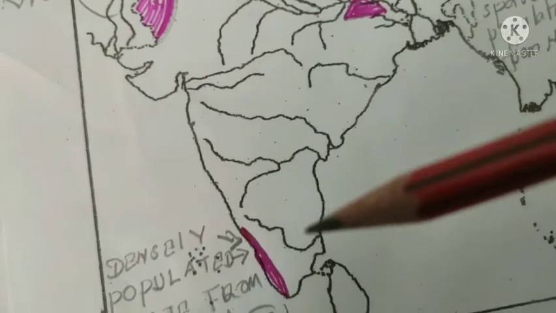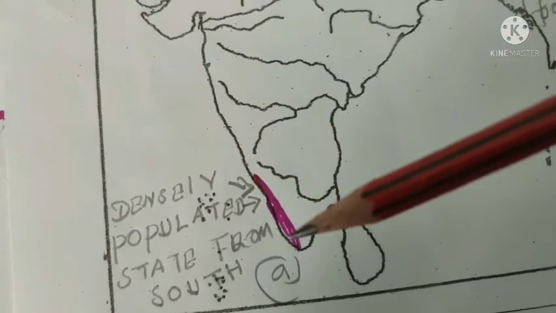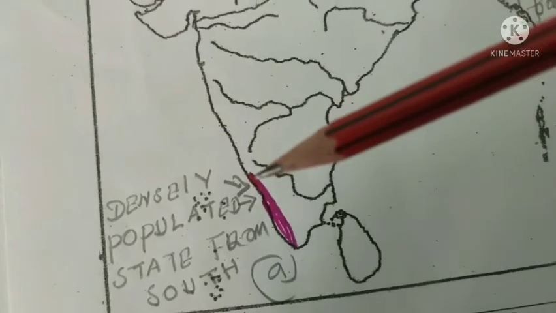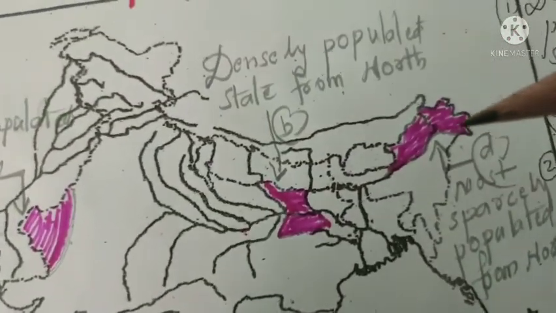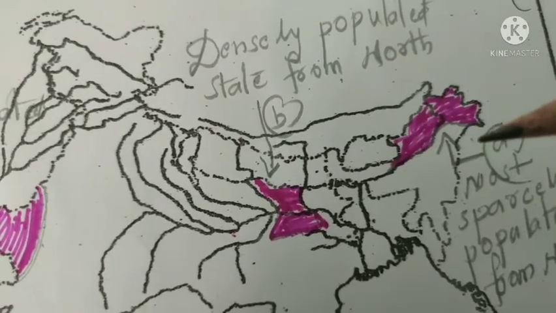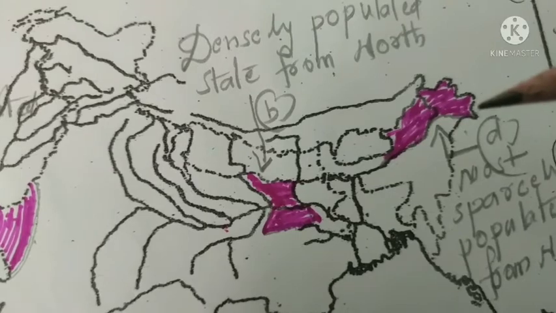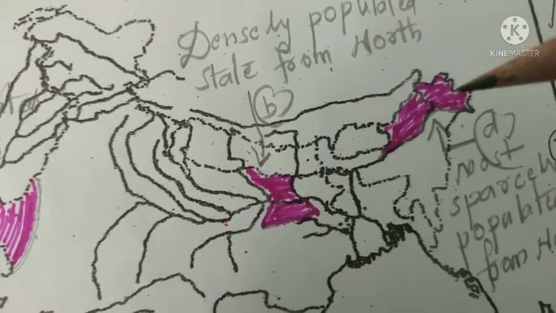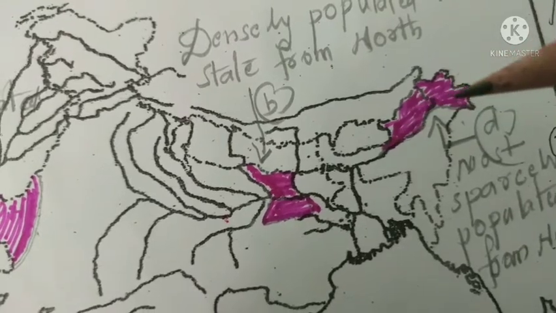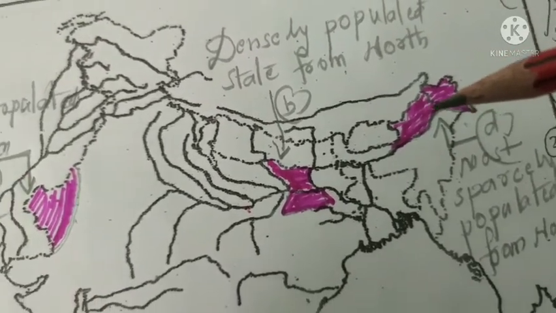And if you are asked about the densely populated area from the south, you can shade and highlight areas of Kerala, just below the river Kaveri from here to here. And another question is the sparsely populated area from the north, so it is Arunachal Pradesh. So from here up to here, this area you can mark and highlight for the sparsely populated area from the north.